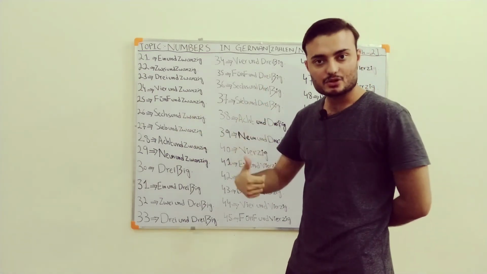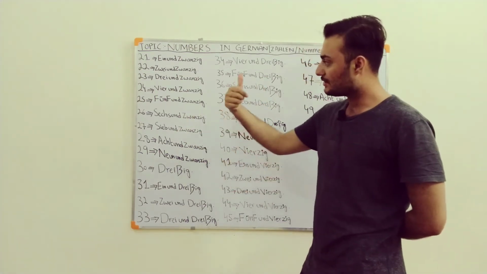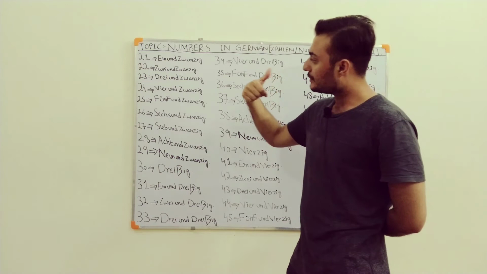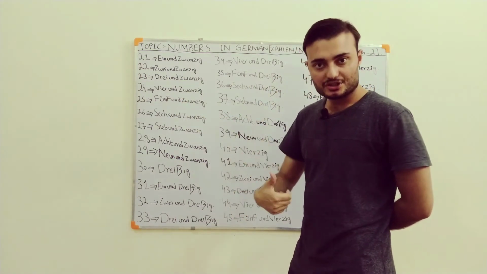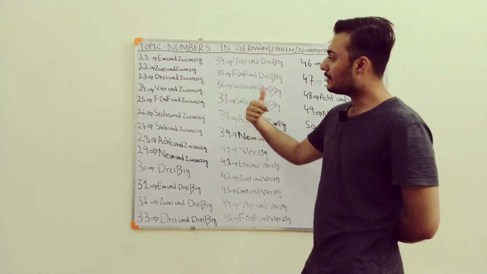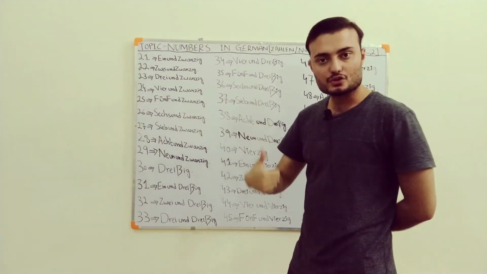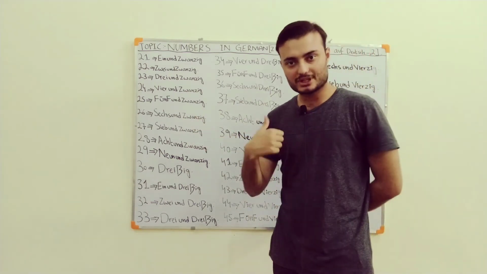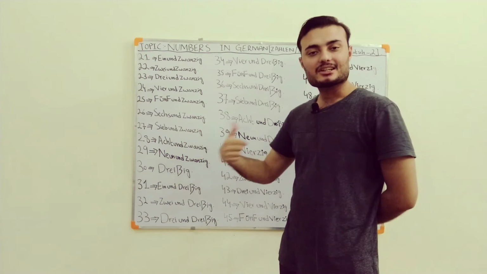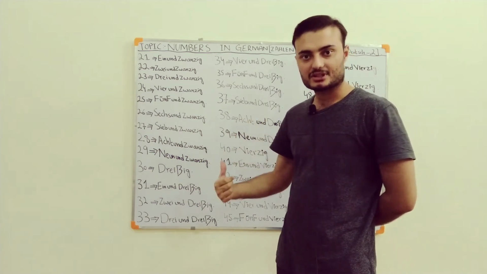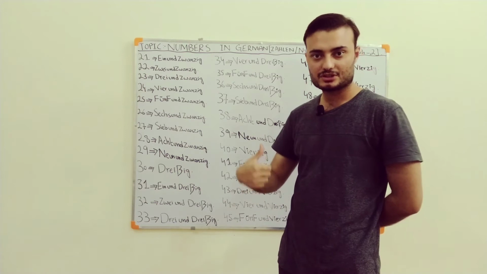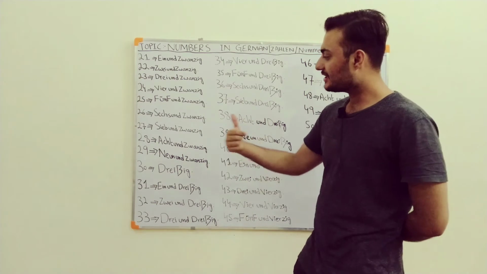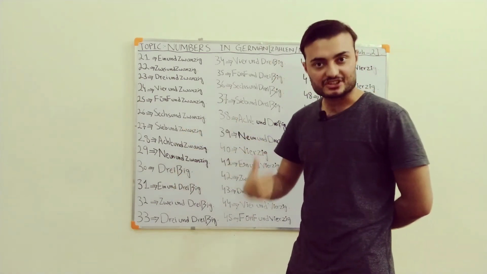23 is dreiundzwanzig. It may be getting easier now for you. 24 is vierundzwanzig. 25 is fünfundzwanzig. 26 is sechsundzwanzig. 27 is siebenundzwanzig. 28 is achtundzwanzig. 29 is neunundzwanzig. And 30 is dreißig.